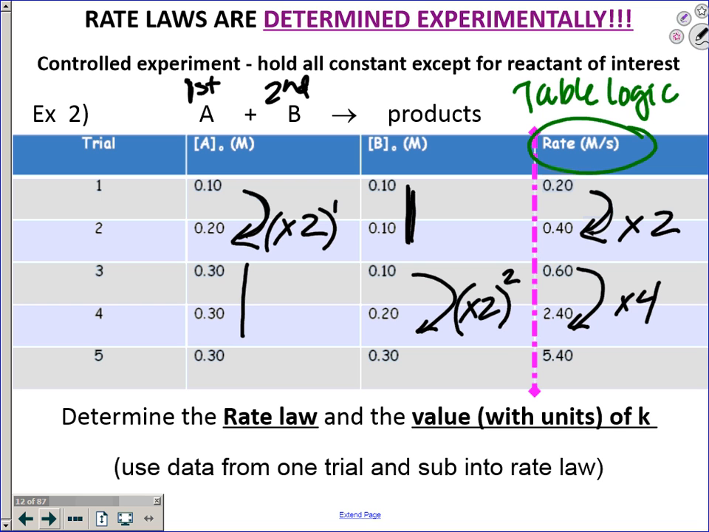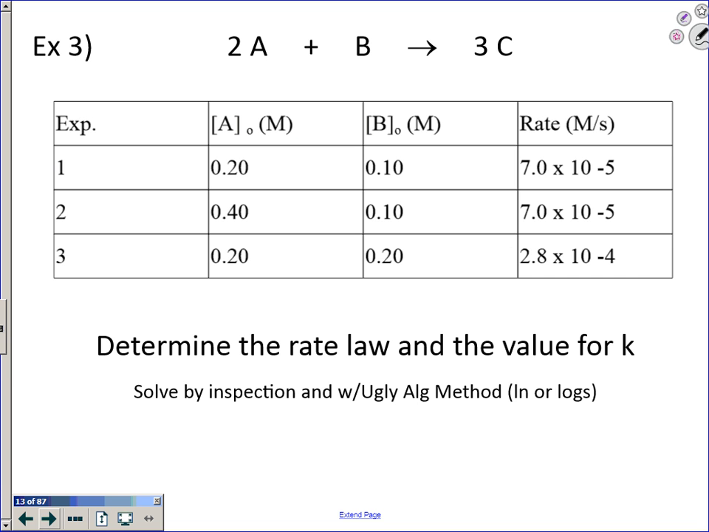Okay. Let's do another one like this. You're going to do your own table logic now. Okay. All right. There you go. First, make sure you write down some sort of form of work so that you can actually show how you can do this. It is in your packet.